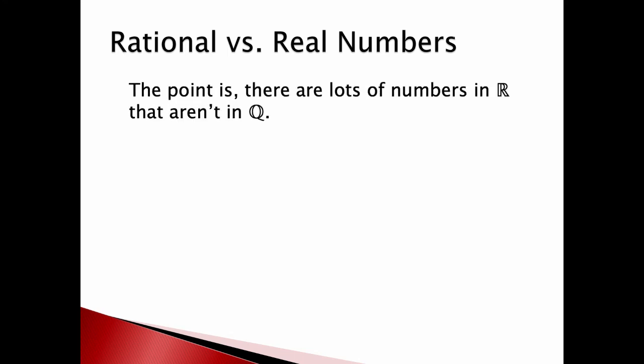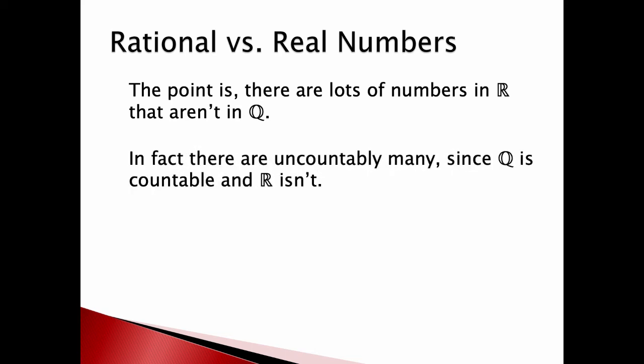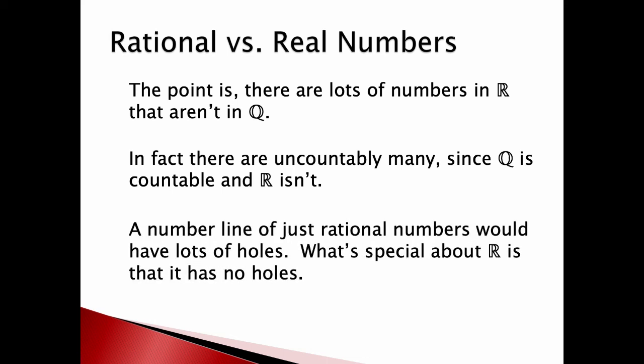Okay, so what's the point here? Well, the point is there's a lot more real numbers than there are rational numbers, right? Lots of numbers are in R but not in Q. In fact, there has to be uncountably many numbers. The irrational numbers, the ones that are in R but not in Q, have to be uncountable because Q is countable and R isn't. So if you just put rational numbers on a number line, it would have a lot of holes where those irrational numbers, like square root of 2, should be. But R includes all those numbers, so there's no holes.